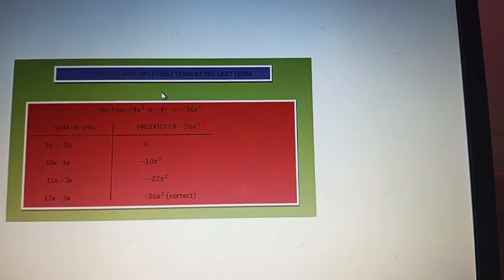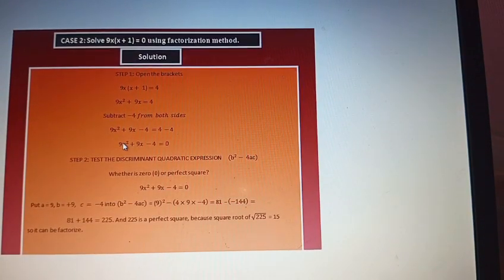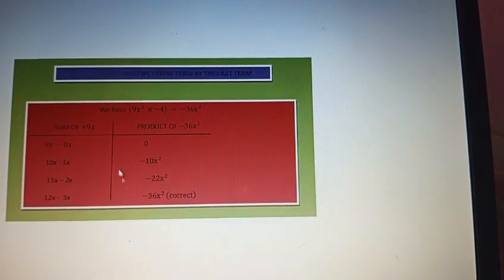Multiply the first term by the last term. The first term here is 9s squared, the second term here is 9s, and the third term here is minus 4. So we are interested in multiplying 9s squared by minus 4, which gives us minus 36s squared.